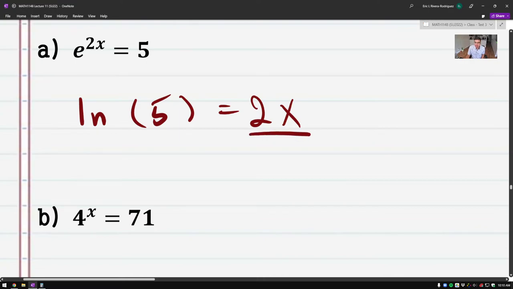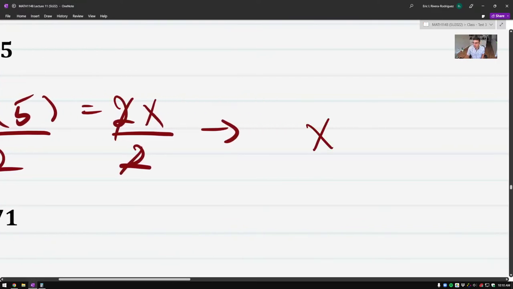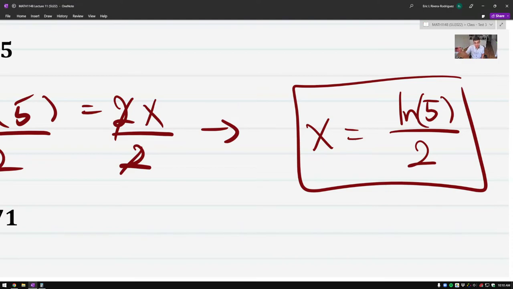So that means that to solve for x, we divide both sides and our solution becomes the following. x equals natural log of 5, all this divided by 2, and that is the solution. And that's a value, that's a number. The only thing is that the representation of that number is based on the natural log of 5.